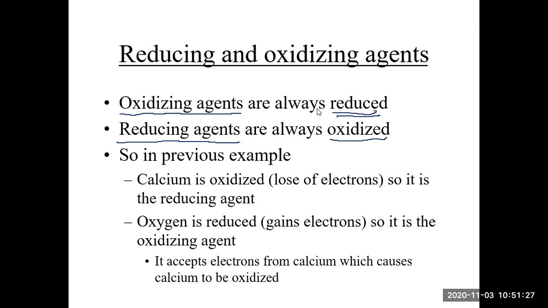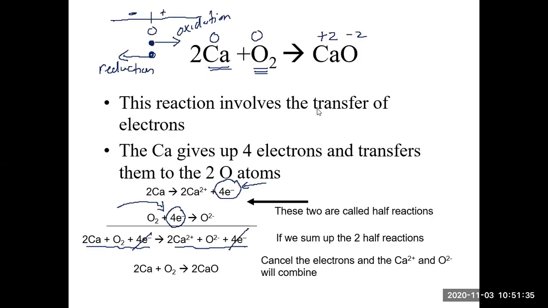So if we look at our couple of examples there earlier, our calcium, which is going through oxidation, would be our reducing agent. Our oxygen, which is going through reduction, would be our oxidizing agent. Again, it is causing the oxidation of calcium, and that's why it's called that. While calcium's our reducing agent, it is causing oxygen to be reduced.